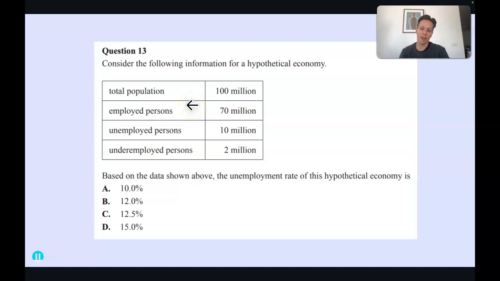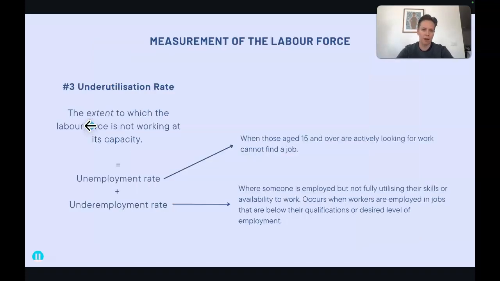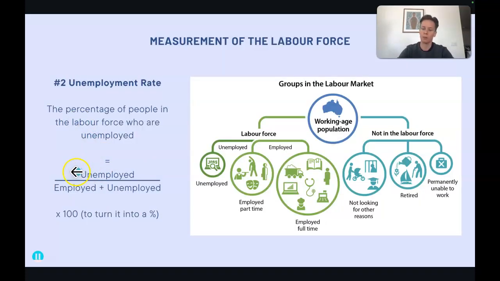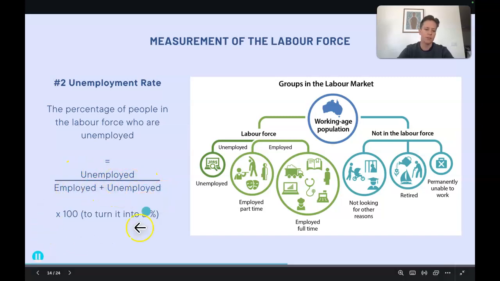All right, team, so our second video for full employment, I'm going to open with this question here. So we've just looked at the measurements of full employment, and we're being asked to use this information here to calculate our unemployment rate. So going back to my unemployment rate for a moment, I know that it's equal to unemployed divided by employed plus unemployed times 100.